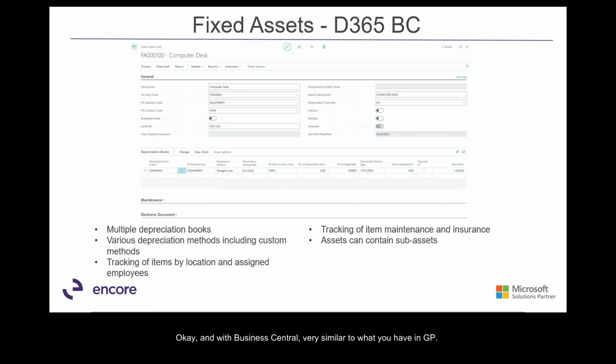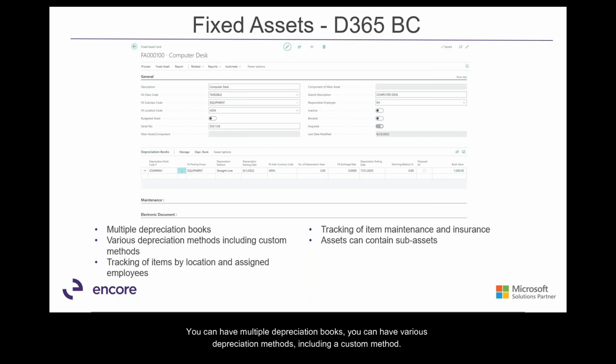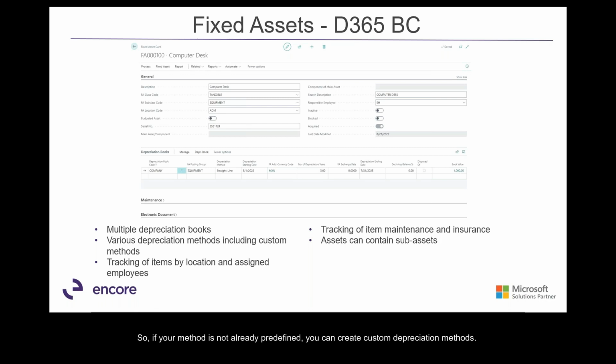Okay, and with Business Central, it's very similar to what you have in GP. You can have multiple depreciation books. You can have various depreciation methods, including a custom method. So if your method is not already predefined, you can create custom depreciation methods. You can also track your fixed assets by location or assigned employee, just like GP. You can track item maintenance insurance, just like GP. And also your assets can contain sub-assets similar to GP.